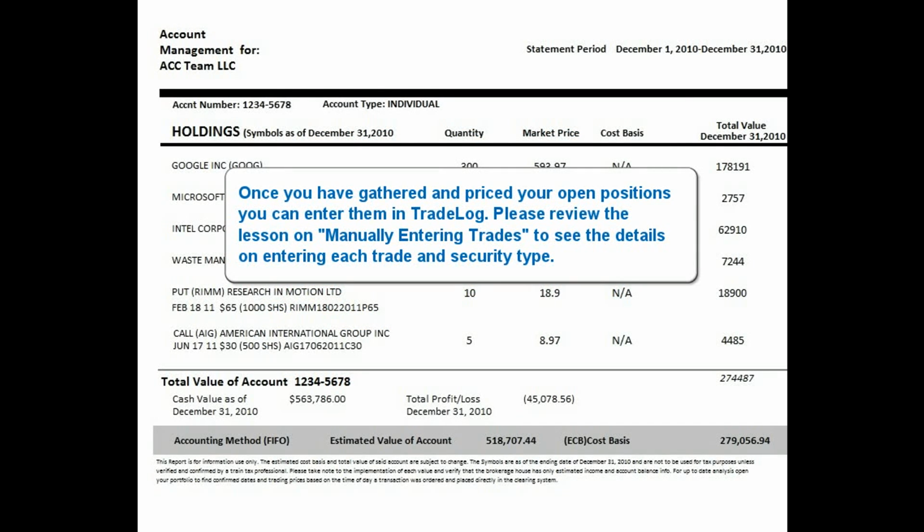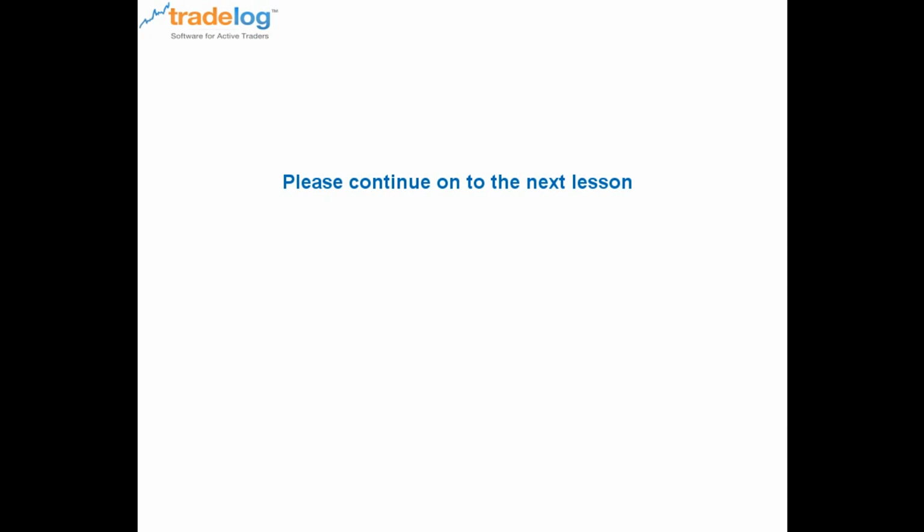Once you have gathered and priced your open positions, you can enter them in TradeLog. Please review the lesson on manually entering trades to see the details on entering each trade and security type. Please continue on to the next lesson.